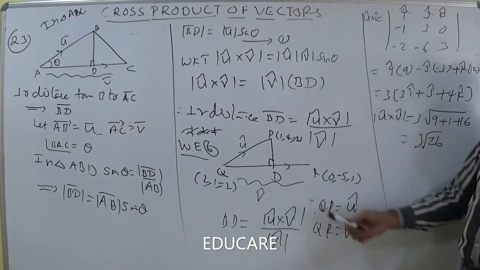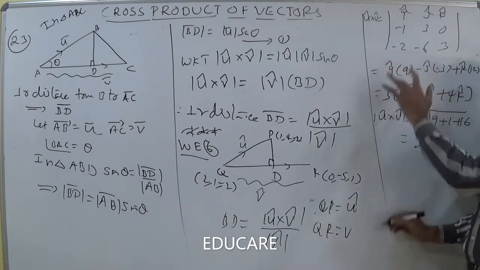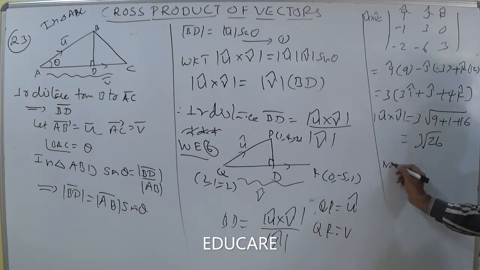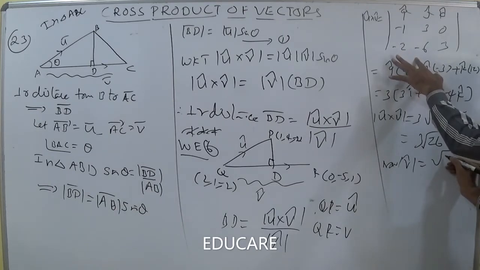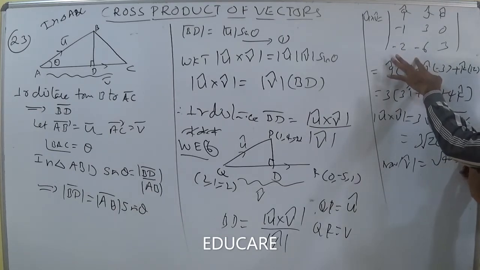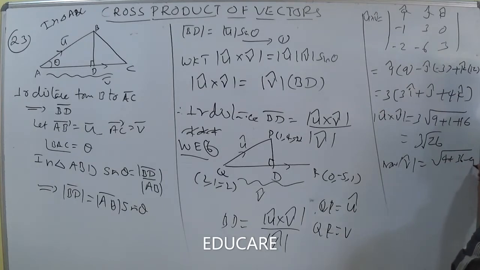Simply, mod v means the magnitude of v. Now mod v I am writing, mod v cap is equal to root of 4 plus 36 plus 9, it becomes 7.